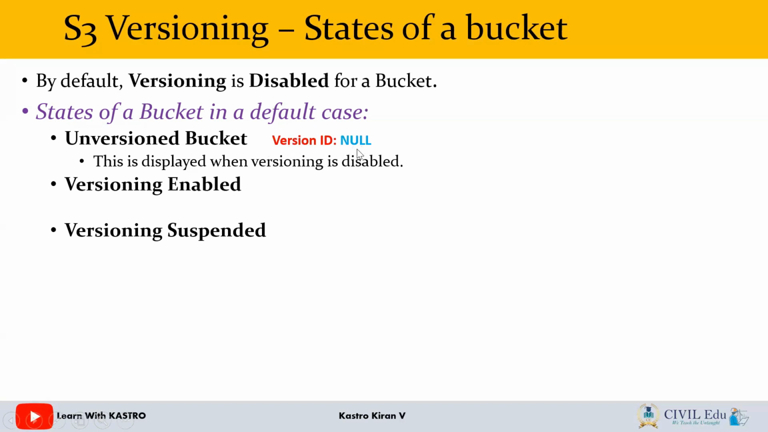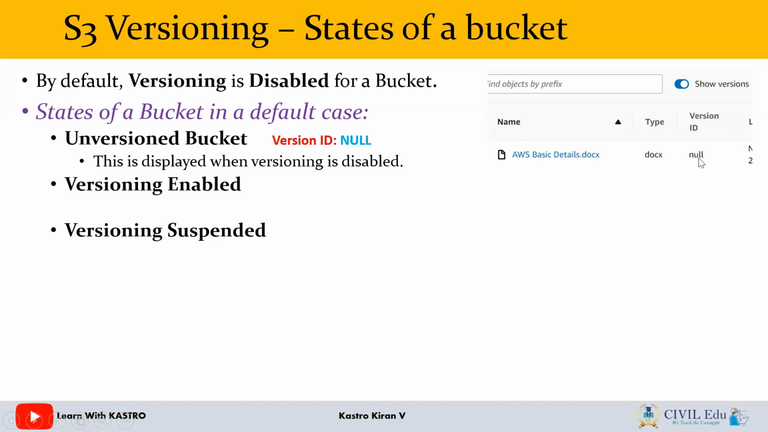To keep it very simple, let's say I have created a bucket and in that bucket I have uploaded an object. Now, this object was uploaded before enabling versioning. Since I have uploaded this object before enabling versioning, what is the version ID being shown here? You can see the version ID is shown as null.